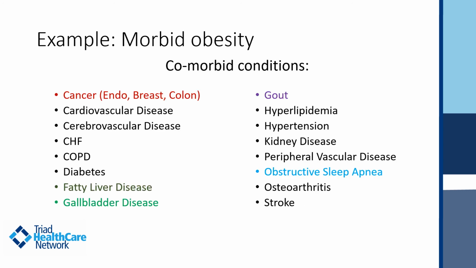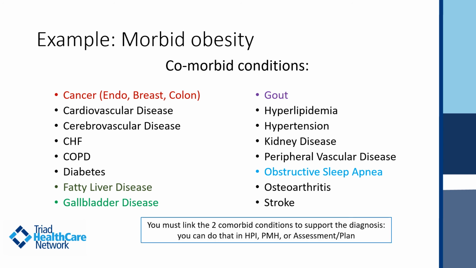What are those comorbid conditions? Well, there's a wide variety of them. Several cancers are thought to be related to obesity. Endocrine neoplasms, breast neoplasms, colon, the cardiovascular disease and cerebrovascular disease are the classic ones that you might expect. COPD, diabetes, fatty liver disease, gallbladder disease, even gout. Obstructive sleep apnea again, peripheral vascular disease. You can see that the list of potential comorbid conditions is quite large for the morbid obesity.